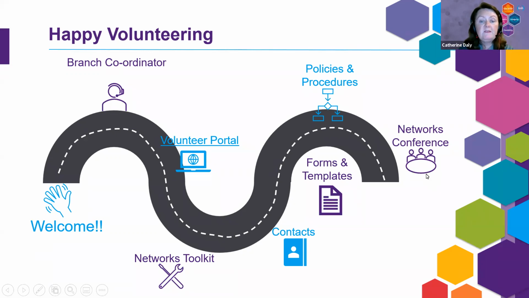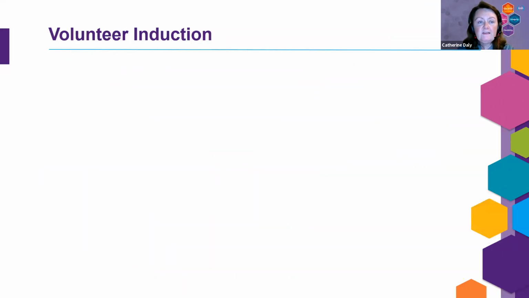So I'm going to look at various areas, some of which you'll already be familiar with, hopefully things like the volunteer portal. Those of you who have already been running events will be familiar with some of the forms and templates. And at the end, we have the Networks Conference, which used to be an in-person conference. Hopefully we will get back to that and I'll get the opportunity to meet lots of you in person over in the UK. But we are doing these virtually at the moment, as well as your events.